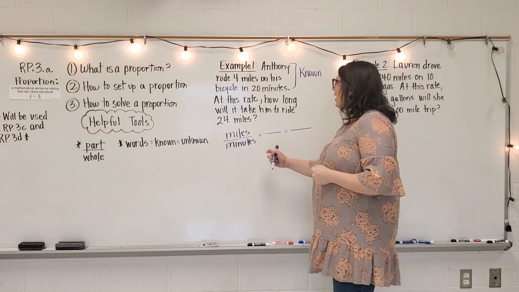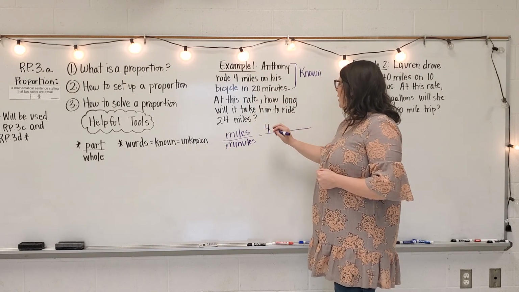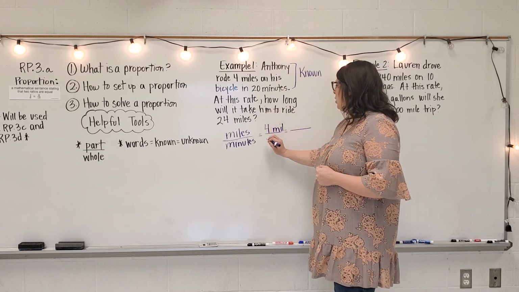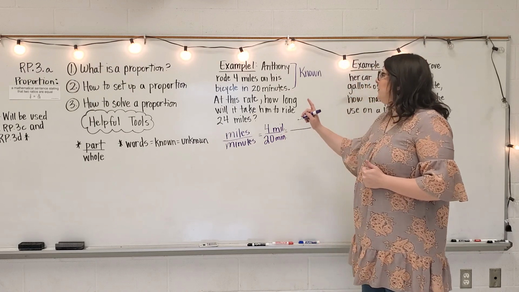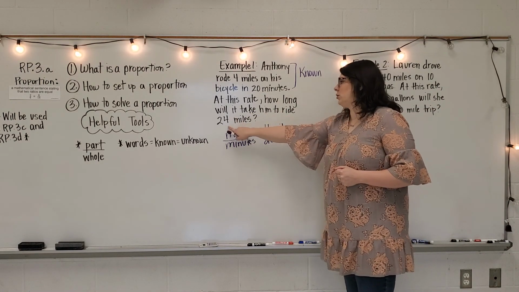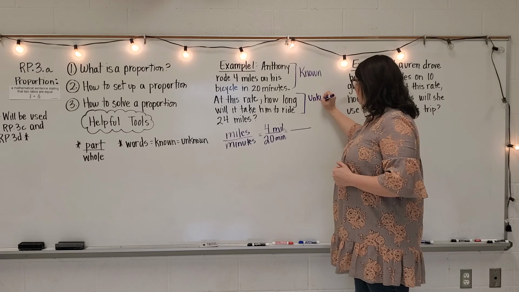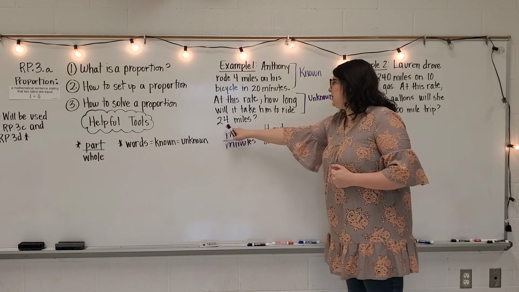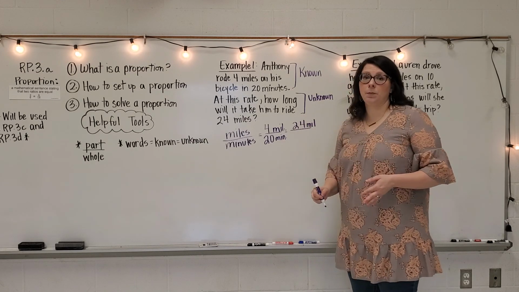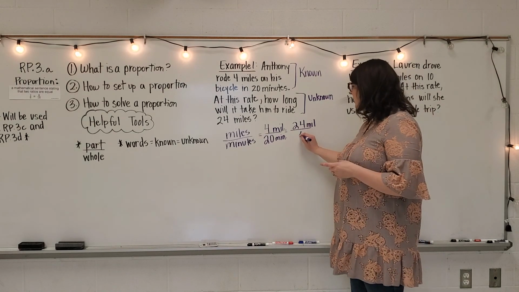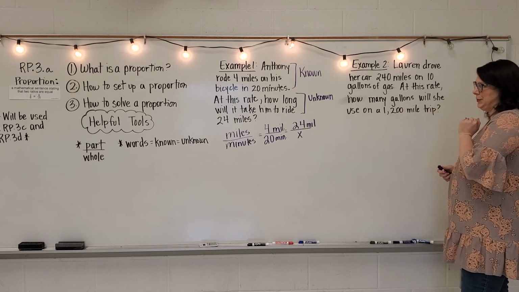So how many miles do we know? Well, we know he rode 4 miles, and we know that he did it in 20 minutes. This is what we know, okay? At this rate, how long will it take him to ride 24 miles? Okay, this is the unknown. It's what we're looking for. So what it tells us is I'm going 24 miles, but I'm looking for the minutes. So I'm going to put a variable there. I'm just going to use X. Now, that is how to set up the proportion. So let's go on to this one.